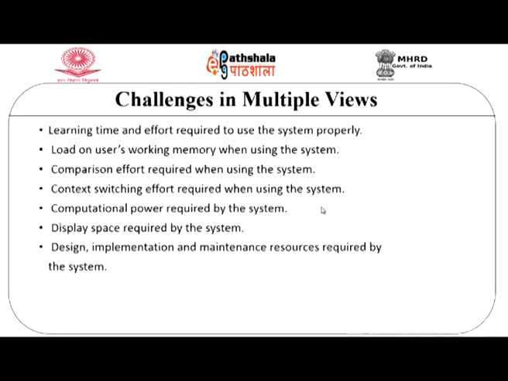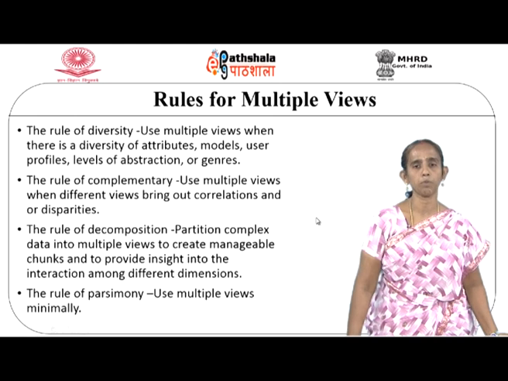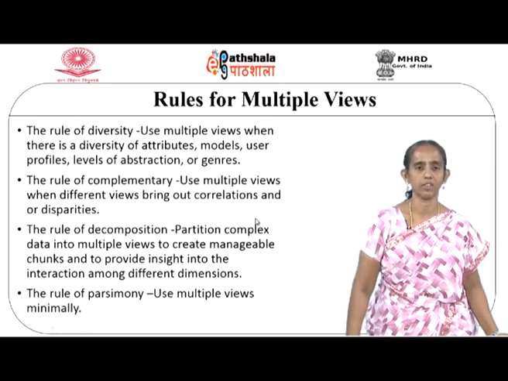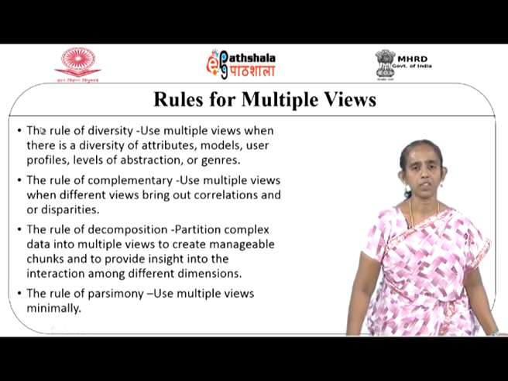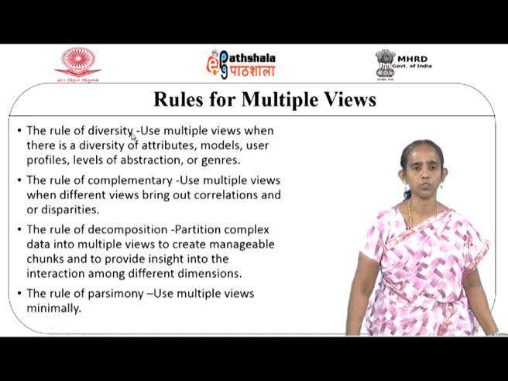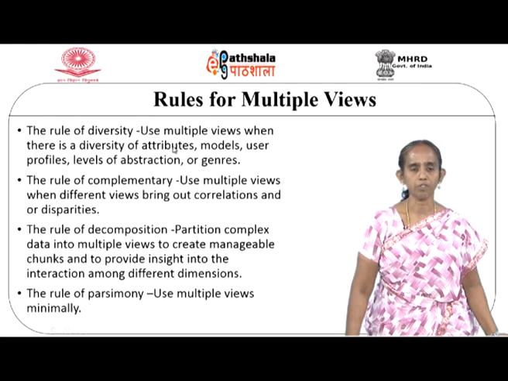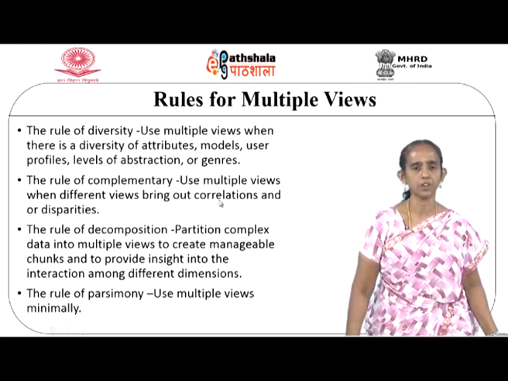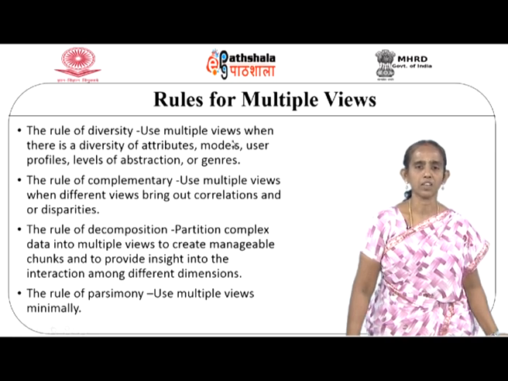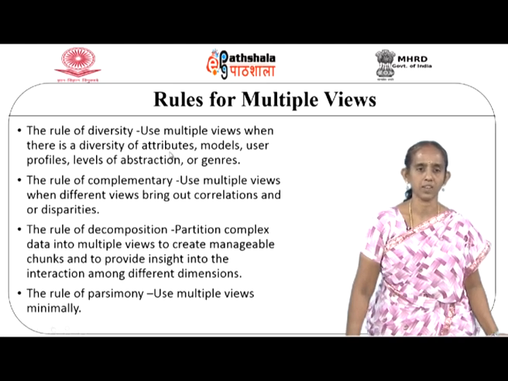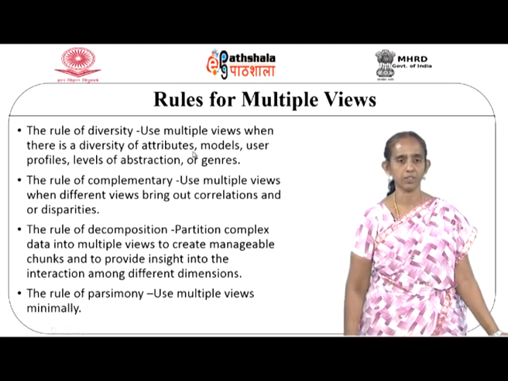There are certain rules that are supposed to be followed while creating multiple views. So let us have a look at all these rules. The first rule is the rule of diversity, which states that we need to use multiple views when there is diversity of attributes, models, user profiles, levels of abstraction or genre. So when there is some diversity in attributes and models, we need to use multiple views, which is called the rule of diversity.